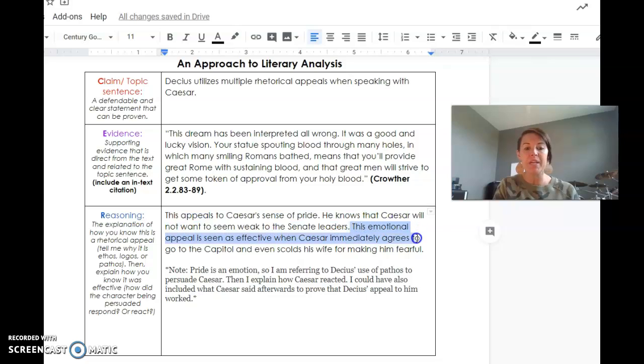This emotional appeal is seen as effective when, and that's a great sentence starter. So you could say this credible appeal, this emotional appeal, this logical appeal. That's a great sentence starter for you guys to use in your own paragraphs or in your own charts. When Caesar immediately agrees to go to the Capitol and even scolds his wife for making him fearful. So this is just me summarizing how Caesar reacts to Decius's quote. Therefore, it's shown as effective.